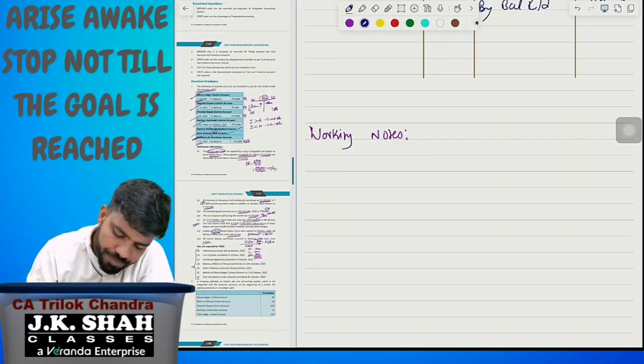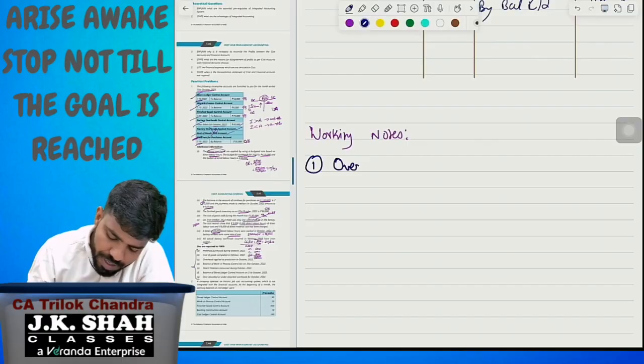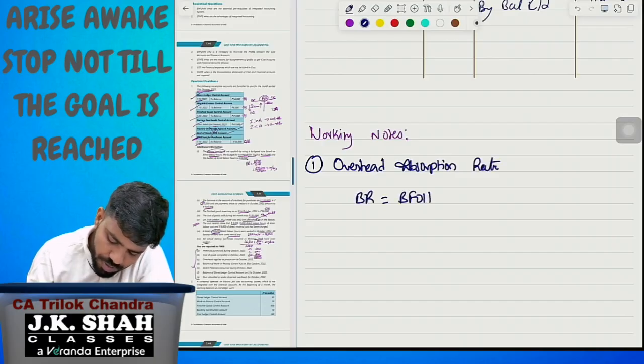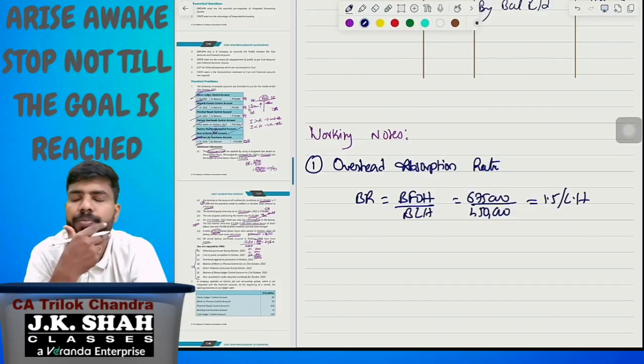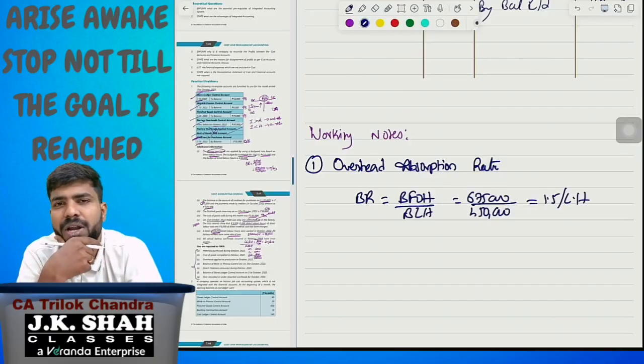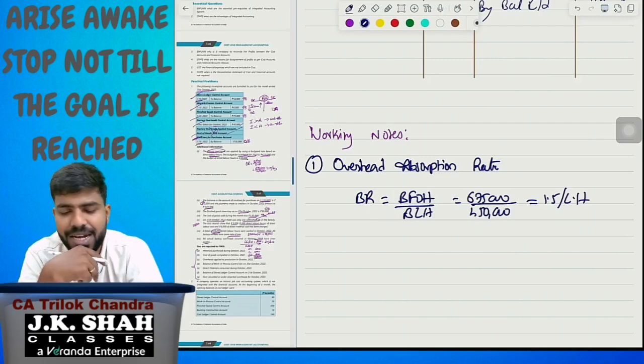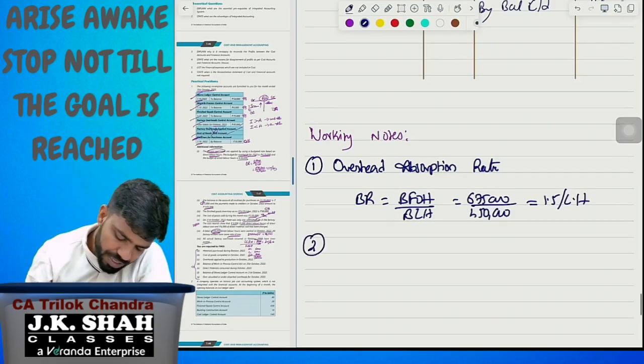Point number one. According to point number one, what we can calculate is the budgeted rate, the overhead absorption rate. Budgeted rate equals budgeted fixed overhead divided by budgeted labor hours, which is 6,75,000 divided by 4,50,000, which equals 1.5 per labor hour. So the overhead absorption rate is 1.5 per labor hour. Are you following the discussion? Okay.